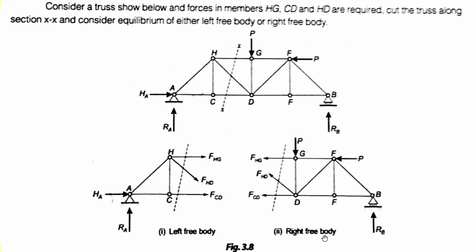Now if we consider the free body diagram of the right portion, this is your B roller support, with one reaction here. This is an F joint, similar. This is a G joint having external load P, and this is your D joint. Now here, this is FCD, the CD member, so we need to calculate the member forces in CD, in HD, and in HG. So this is the free body diagram of this whole truss.